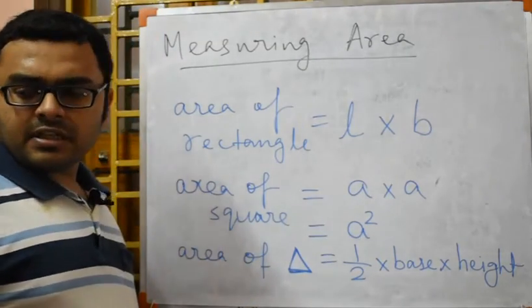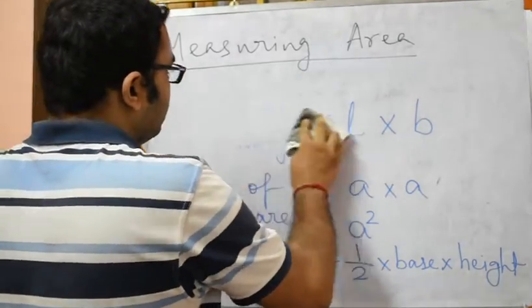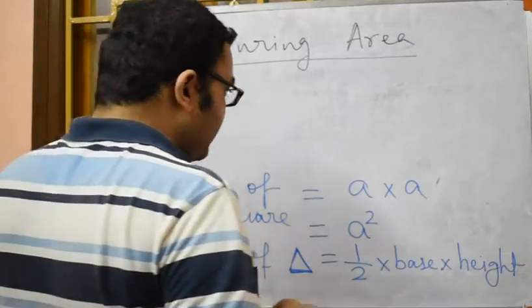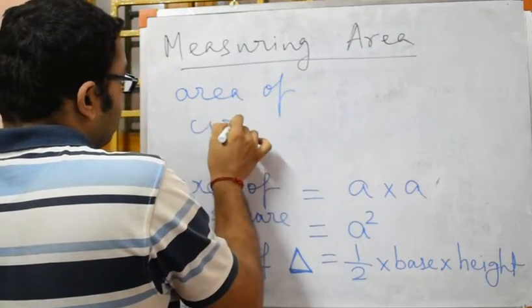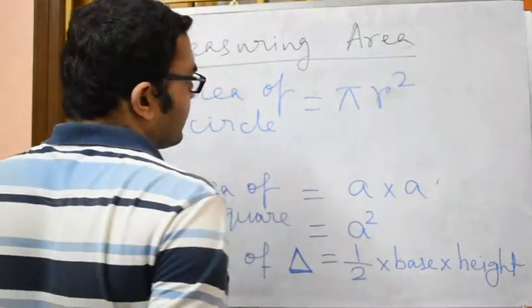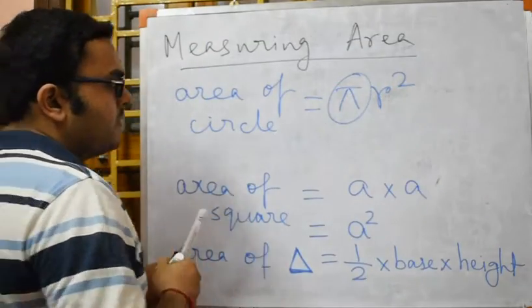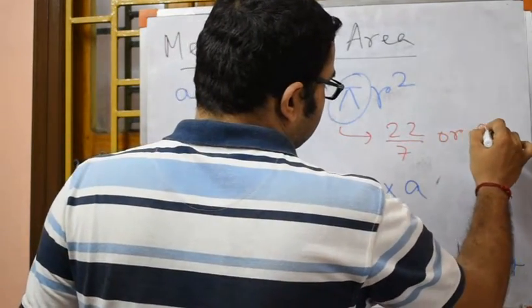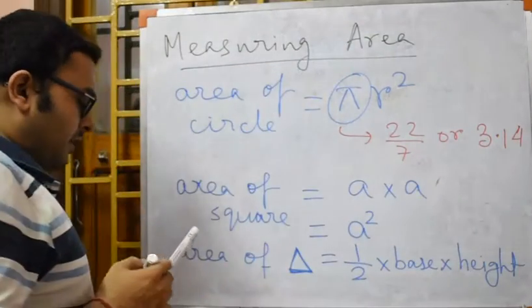Likewise, you can also measure the area of a circle. So what is the area of a circle? Let us see. If the circle has a radius r, then the area of the circle is given by the formula pi r square. Okay, so this pi has a value of 22/7, or I can refer to it as 3.14. Okay, so this is the area of a circle.